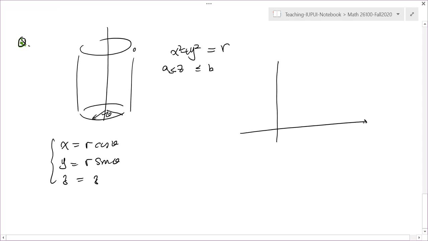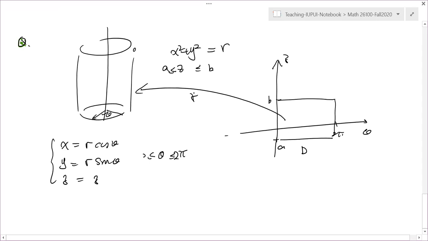So you have z and theta, where theta is between 0 and 2 pi, and z is from A to B. This is the domain D, and this is a map R. I can describe R using theta and z: the first component R cosine theta, the second component R sine theta, and z.